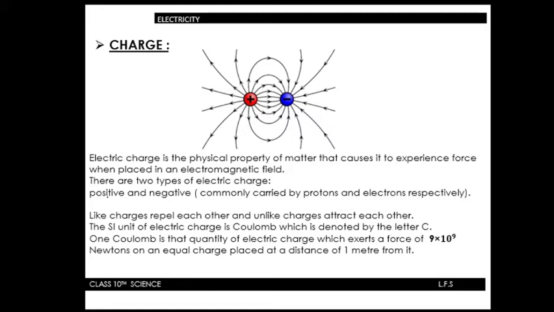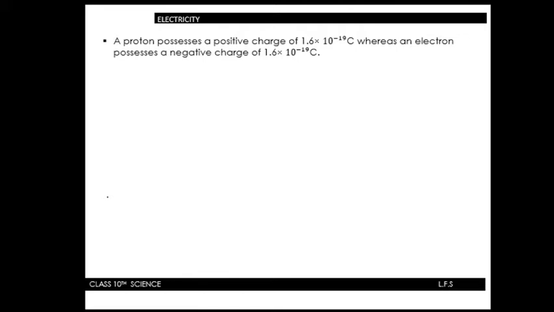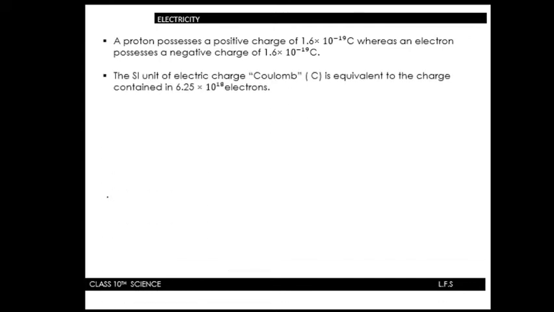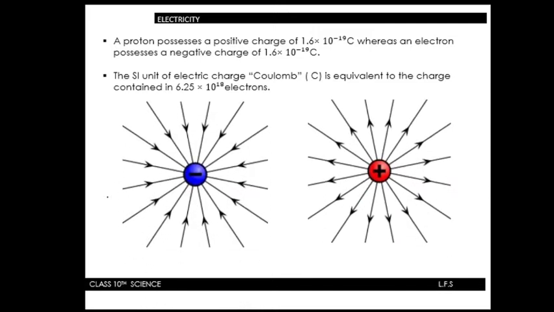Okay. So 1 coulomb is that quantity of electric charge which exerts a force of 9 into 10 to the power 9 newtons on an equal charge placed at a distance of 1 meter from it. Clear? So next to that, a proton possesses a positive charge of 1.6 into 10 to the power minus 19 coulombs, whereas an electron possesses a negative charge of 1.6 into 10 to the power minus 19 coulombs. The SI unit of electric charge, that is coulomb, is equivalent to the charge contained in 6.25 into 10 to the power 18 electrons. See here protons and electrons, positive and negative charge, the figure is there, clear?